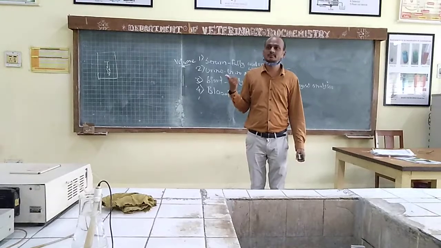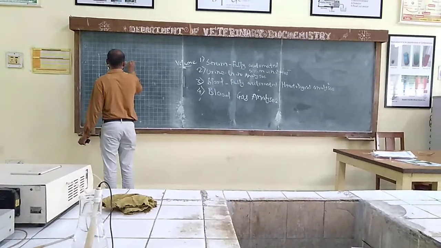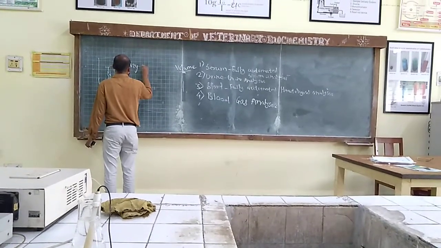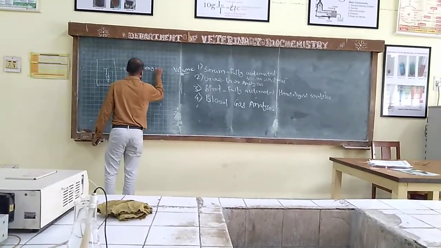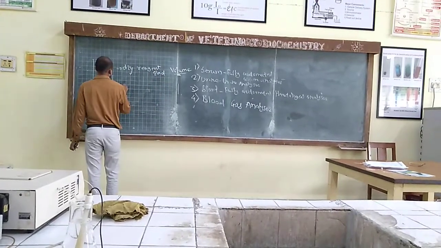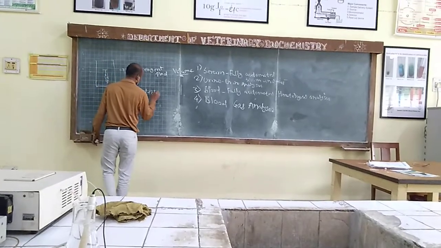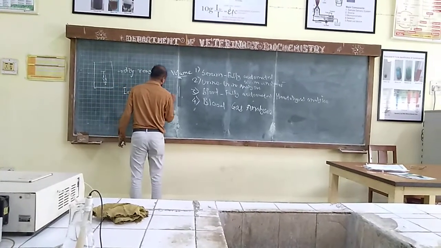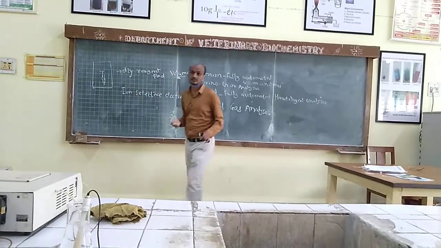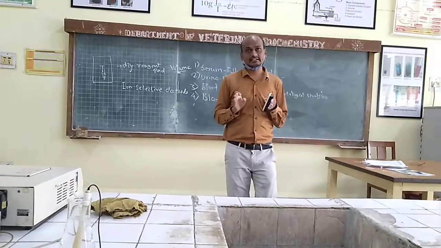And what is the principle of this blood gas analyzer? The principle of this equipment is that it has a dry reagent pad and an ion selective electrode. So there are two things in the blood gas analyzer.